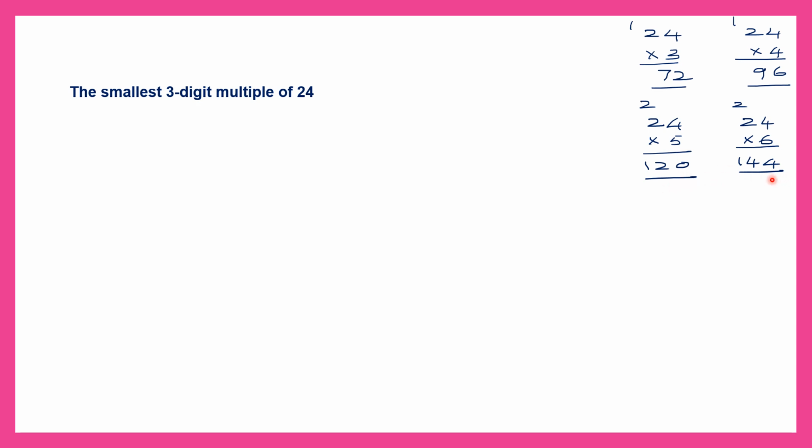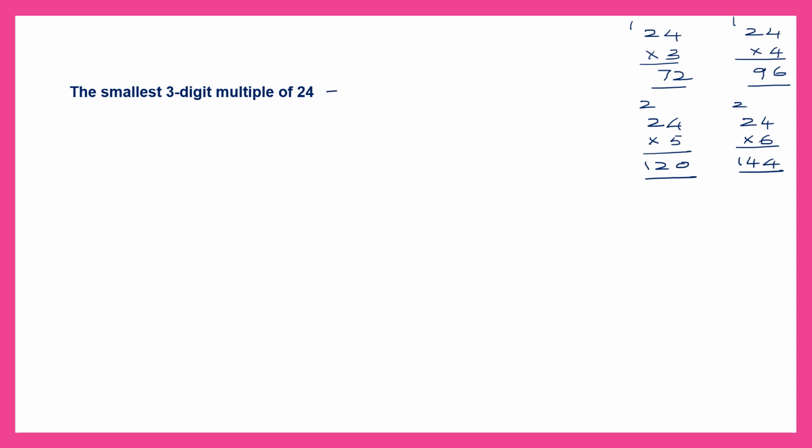In this, which is the smallest one? 120 is the smallest. The one before that is a 2-digit number and the one after that is greater than this. So this is the smallest 3-digit multiple of 24.